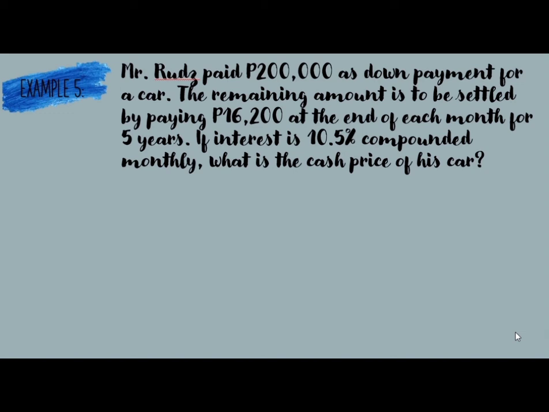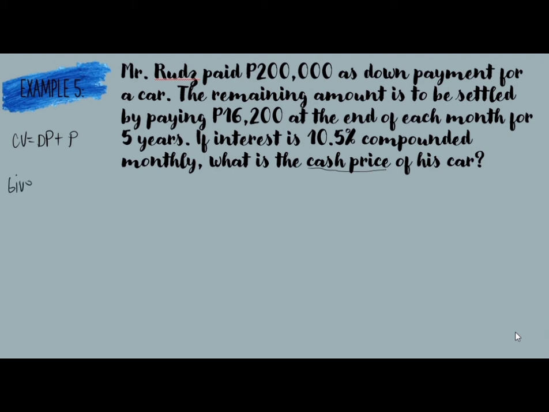Okay, so next. Mr. Rudes paid 200,000 pesos as down payment for a car. The remaining amount is to be settled by paying 16,200 at the end of each month for 5 years. If interest is 10.5% compounded monthly, what is the cash price of his car? So, cash price, that is, kapag kukumputin yan, down payment, if ever na meron, plus the present value. Okay. Down payment plus the present value. Ganun lang ang pag-compute nun.